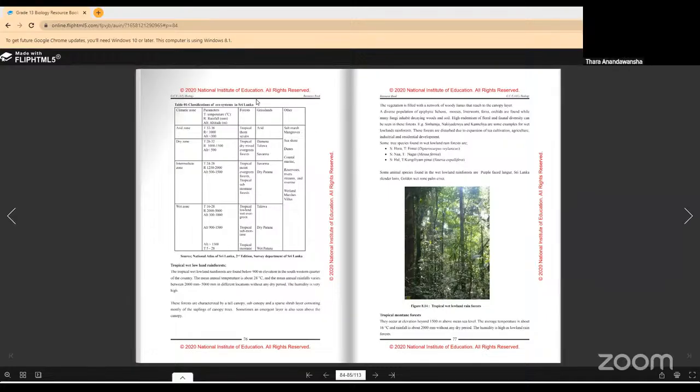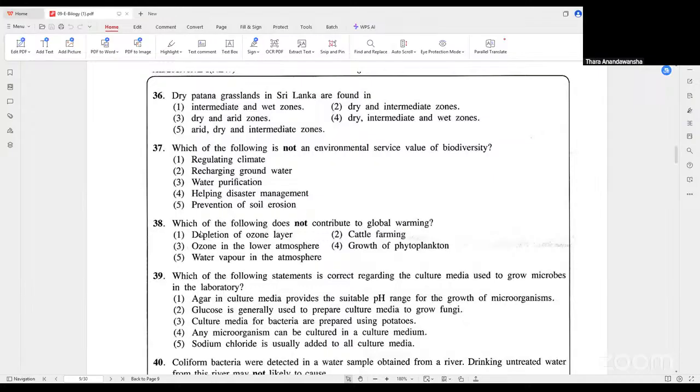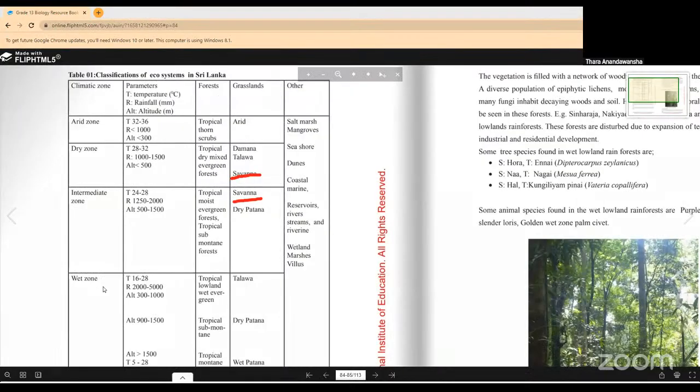So sometimes in future they may ask what are the zones that savanna are found. So you can say that savanna are found in the dry zone and intermediate zone, isn't it? Right? Similar questions can be created using this table. And you can be asked about Salava wetlands, Salava grasslands, what zone that we can find them, and in the wet zone only the Salava grasslands can be found.